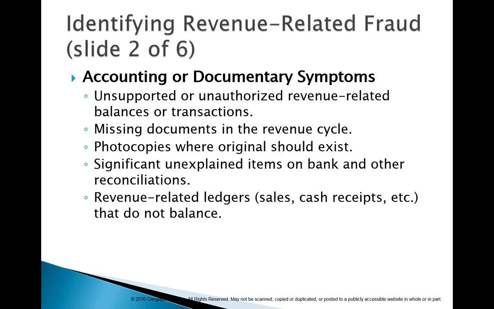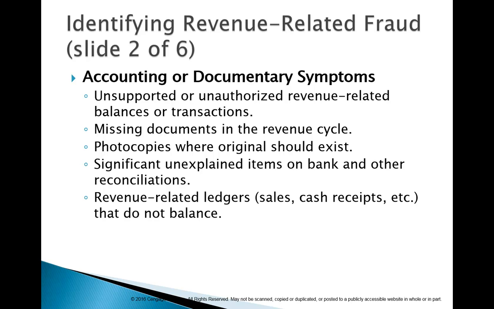So, accounting and documentary symptoms. First, you could have unreported or unauthorized revenue-related balances or transactions. Obviously when things are unauthorized, there's going to be a concern. So if you see sales that weren't authorized or sales that are outside the normal course of business, so maybe somebody's making manual journal entries right near year end, in the middle of the night, to record sales, that might make you a little bit suspicious.